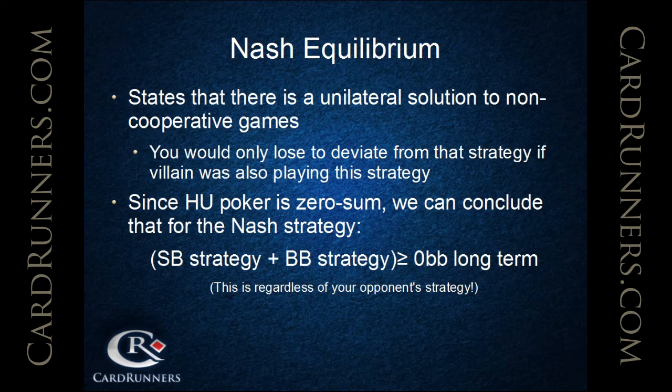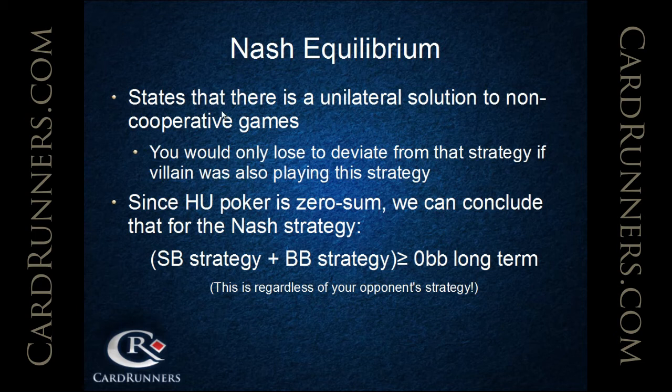So the first concept everyone's probably heard 1,000 times about is the Nash Equilibrium. John Nash, who had a movie made about him, won a Nobel Prize for having that concept made somewhere in the 50s, and I think he had the Nobel Prize like 4 years later. It states that there's a unilateral solution to non-cooperative games.